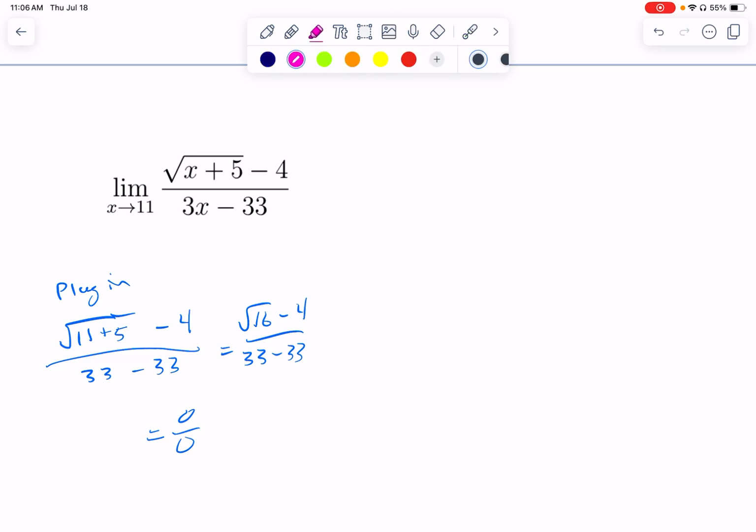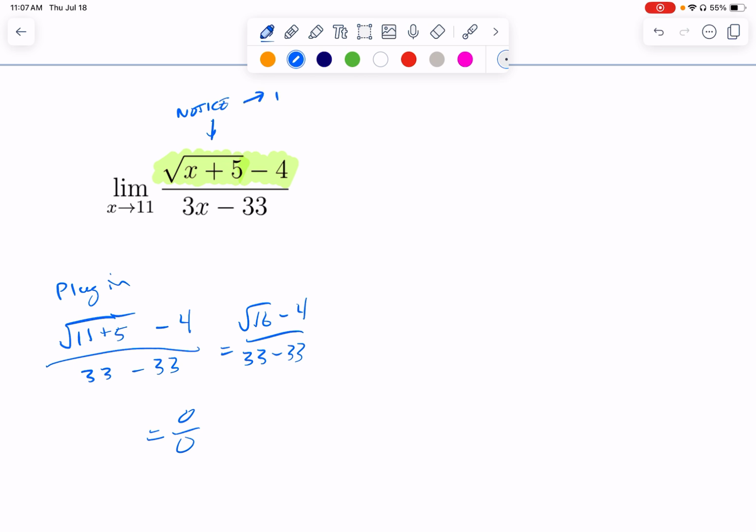But here's what I'm going to notice. I have this radical here. And I notice it's immediately followed by subtraction. So I have an expression here. It has a radical. It has subtraction, this entire expression. And if I plug in 11 just to this part, it gives me 0. So this is the thing I want to notice.